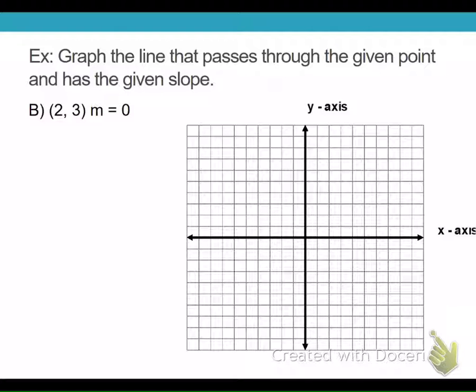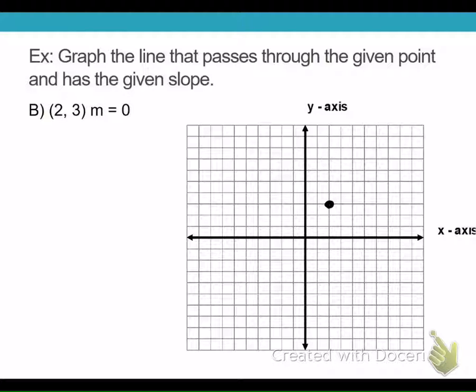All right, how do I graph this? You go to 2 and 3. Positive 2. So I go right 2, then I go up 3, I put a point. Yeah, and then you don't go nowhere. A slope of 0 looks like what?